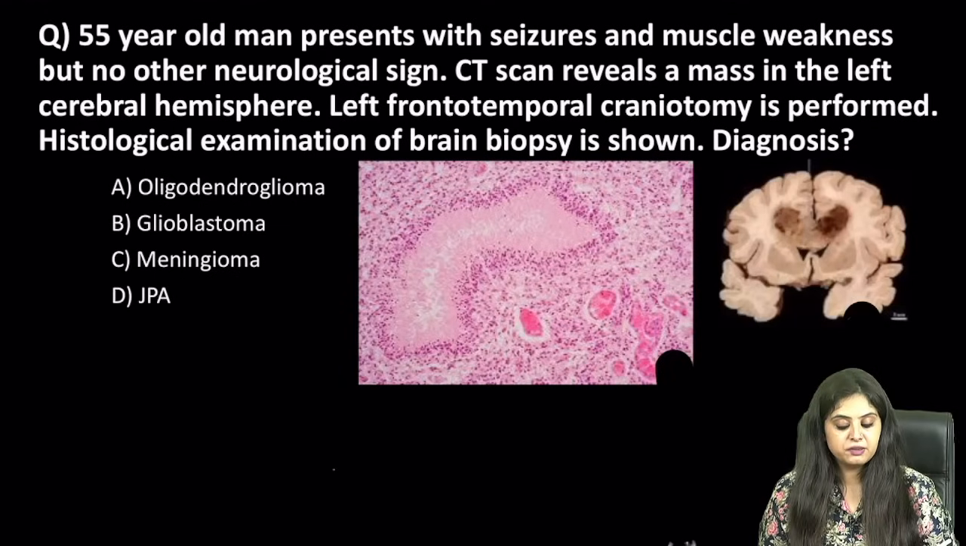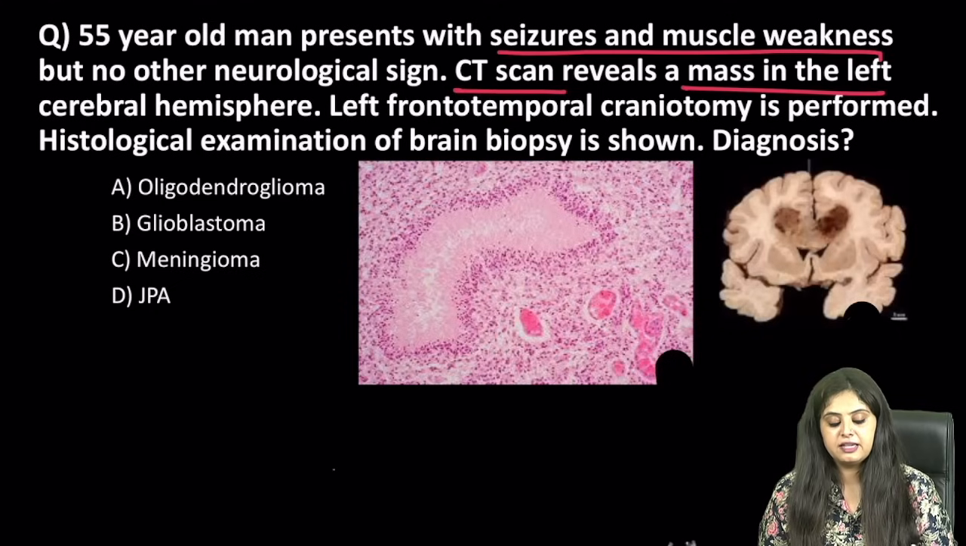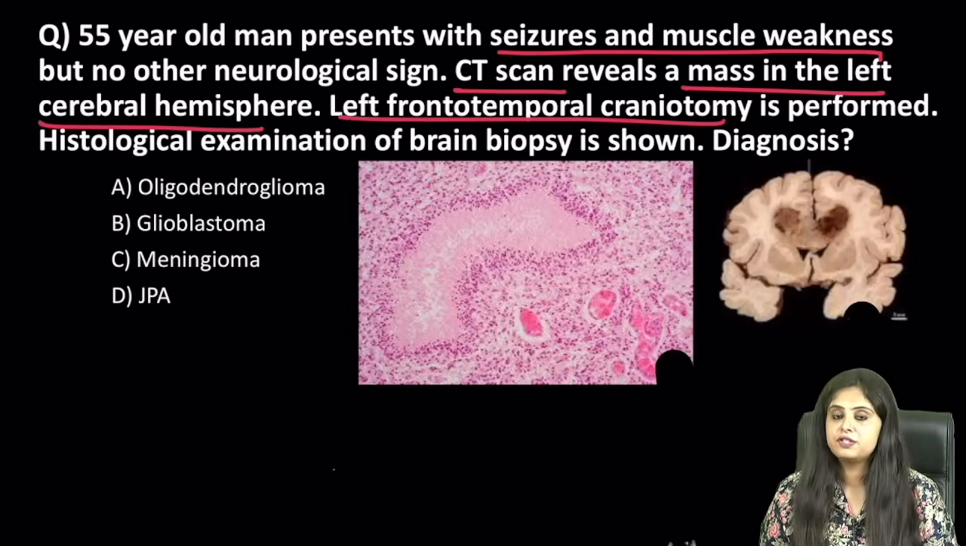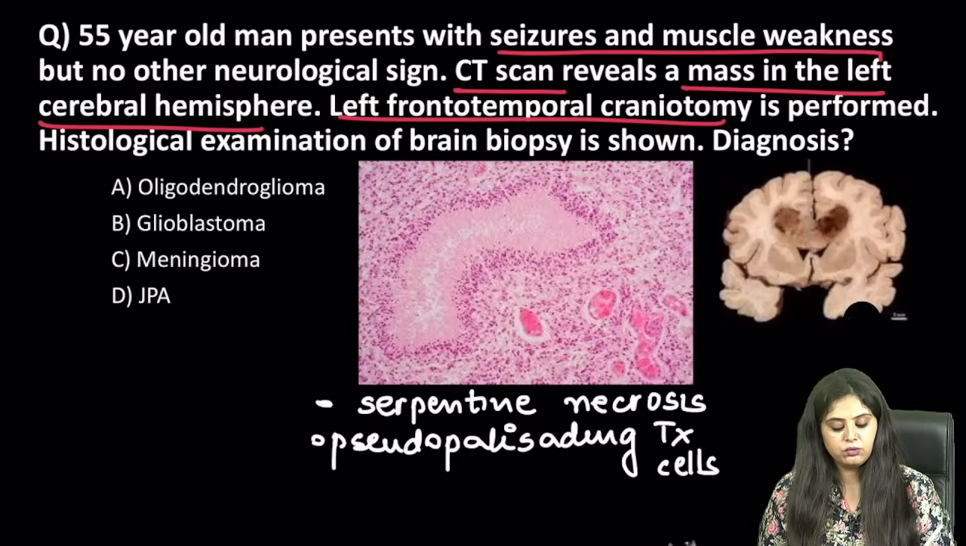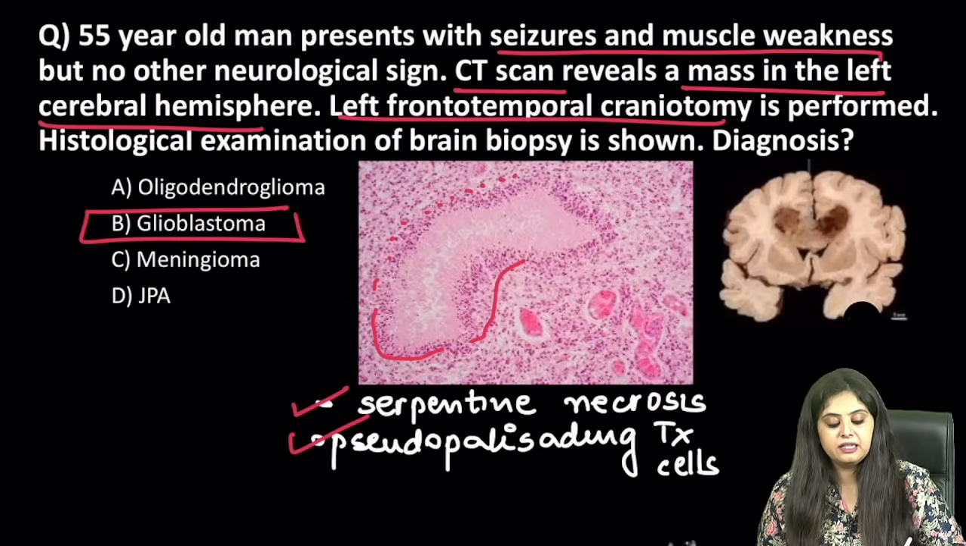Moving on to the next one is a brain tumor. Patient has seizures and muscle weakness, but there is no other neurological sign. CT scan shows a mass in the left cerebral hemisphere, and a left craniotomy of the frontotemporal region is done. You can see the classical serpentine necrosis, and around the serpentine necrosis you can also notice how the tumor cells are sitting. So that is known as the pseudopalisading of the tumor cell, making it a glioblastoma.